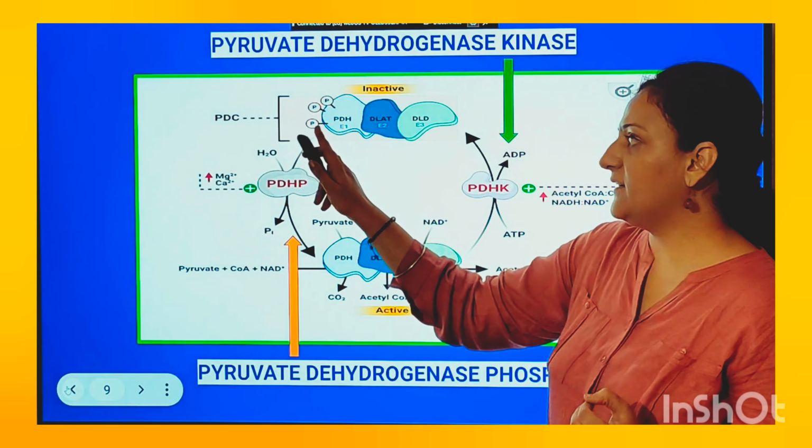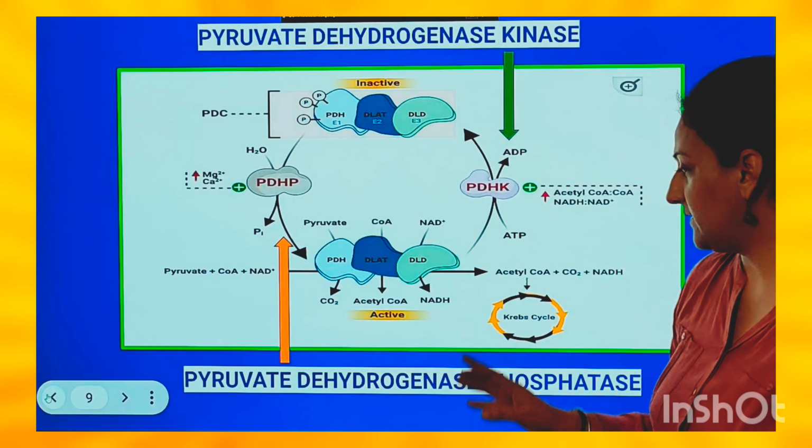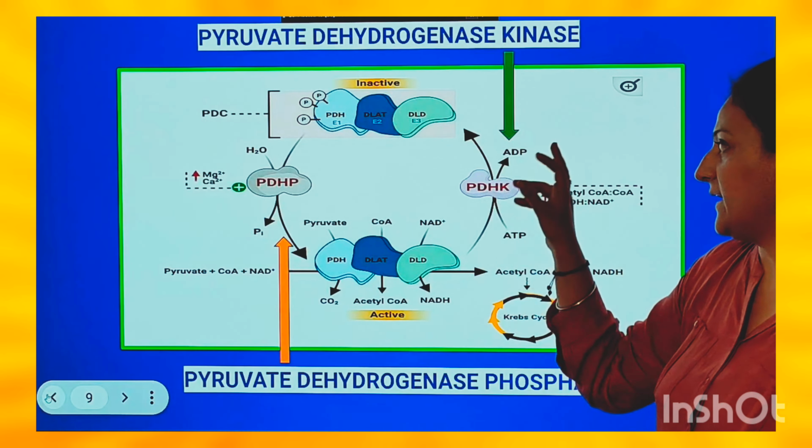Okay, so magnesium and calcium promote this enzyme activity, so they help in the activation of the pyruvate dehydrogenase complex. The complex will be phosphorylated with the help of ATP. You can see now phosphate is added to this pyruvate dehydrogenase complex. Now it will become inactive. So whenever the product is more, acetyl CoA or NADH is more, it will activate pyruvate dehydrogenase kinase, which will cause phosphorylation of this enzyme, and it will become inactive. So acetyl CoA will not be formed.